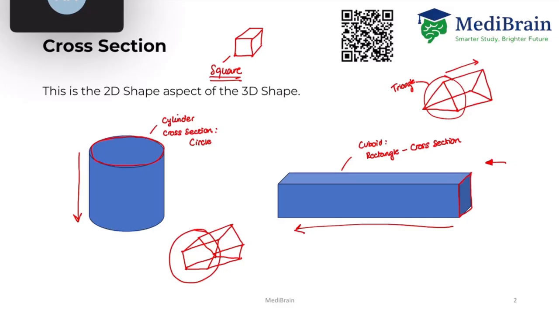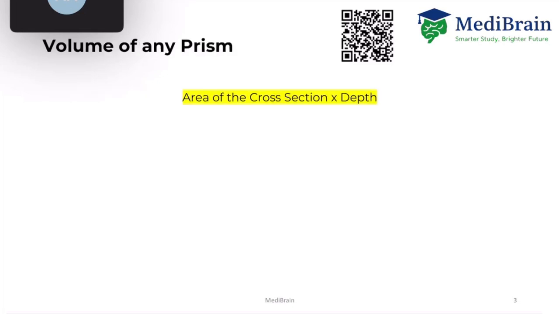It's really important when you're working out the volume of prisms, because the formula for working out any volume is this: the area of the cross section multiplied by the depth. And this will make much more sense when we look at exam questions. But the cross section, remember, is just the 2D shape. You're just working out the area of the 2D shape and then multiplying it by the depth.